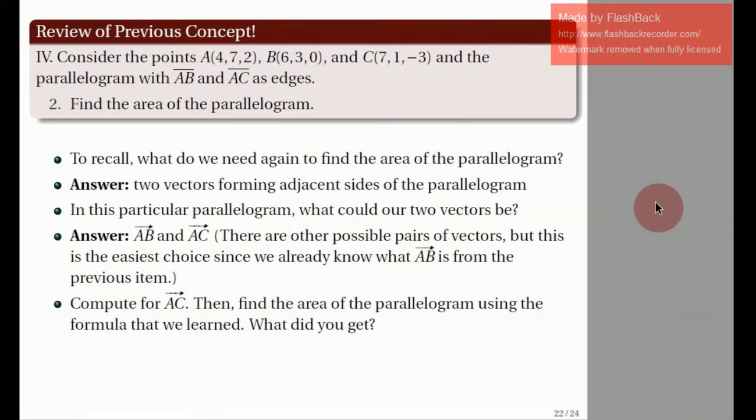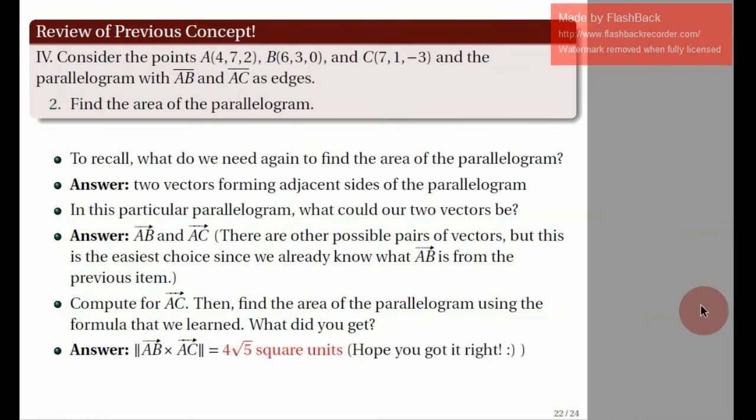What did you get? If you are done, here is the solution and answer. This is the formula that you should have used, and the answer that you should have obtained is this one. Hope you got it right.